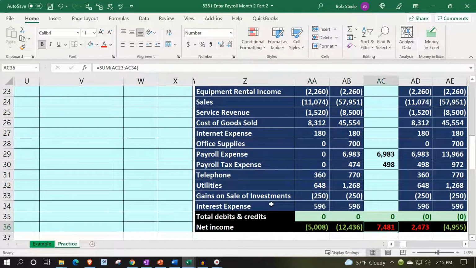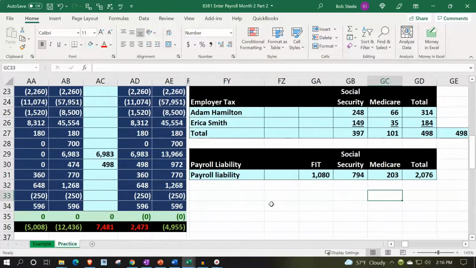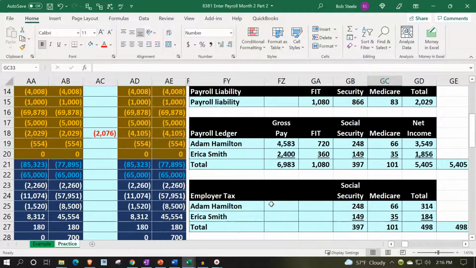Then we decreased it 7,481 to a negative net loss, 2,473. On the year-to-date number, though, we were at the 12,436. Then we decreased it by that 7,481 to bring out still net income on the year-to-date 4,955. So then if we compare to our ledger over here, you can see our activity.